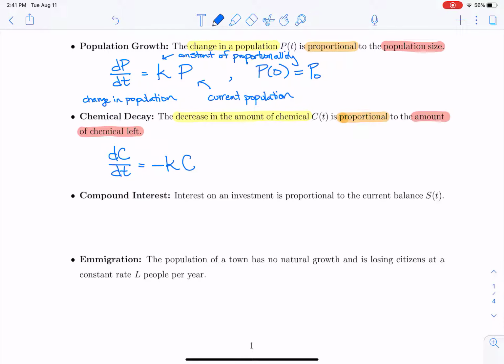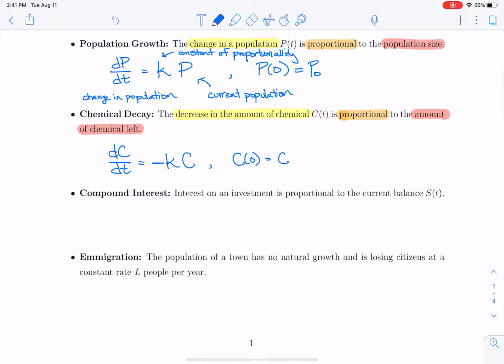Using that physical description, we'll also add an initial condition. C of 0 is equal to some initial amount of that chemical that's decaying. We'll call it C sub 0.